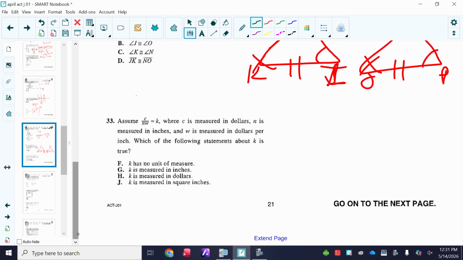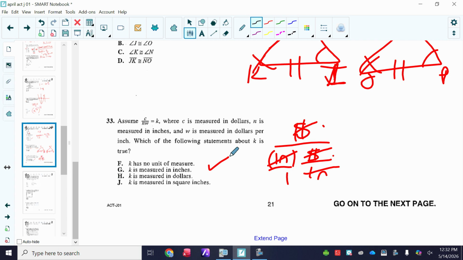This is units play. C is measured in dollars. N is measured in inches. And then W is dollars per inch. Well, these cancel because they're timesing by each other. And these cancel. One's on the top, one's on the bottom. So this K has no unit of measure. It's just some number without a unit of measure. So the choice is F.